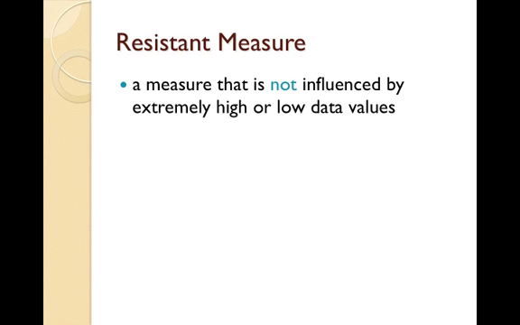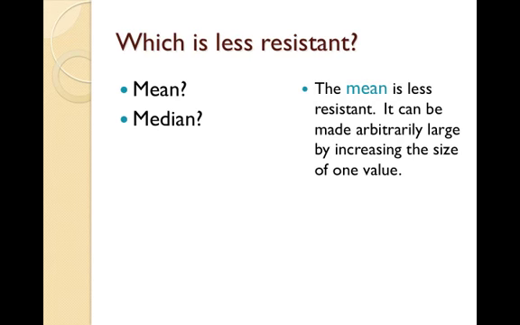One thing we need to talk about, because people have to choose between whether they're going to use median or mean, is whether or not a measure is resistant. A resistant measure is a measure that is not influenced by extremely high or low data values. For the median, you just take the middle value. If the biggest value is huge, or if it's not that much bigger than the rest of the values, it doesn't matter, because you're just going with the middle. For the mean, though, you take into account all the values.